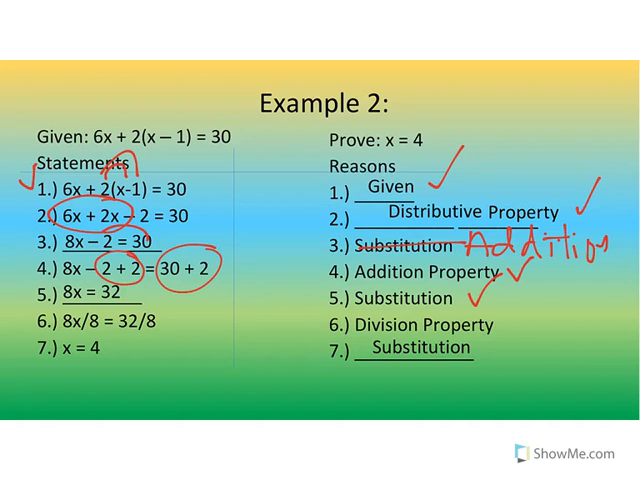And to solve for x, we divide both sides by 8. So we're using division. And 8 divided by 8 is 1x, and 32 divided by 8 is 4. So substitution. So this is our proof.